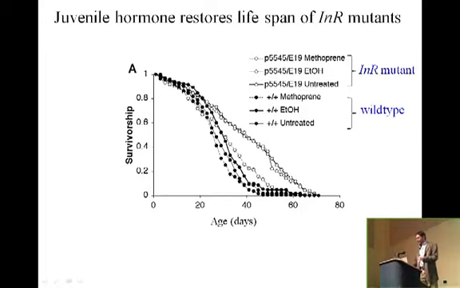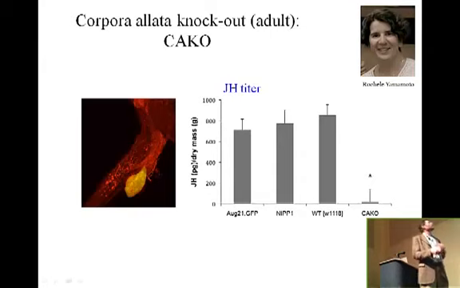So the approach we wanted to take, and it took a long time to get this to work, and this is with Rochelle Yamamoto in my group, was we knocked out the corpora allata just in the adult. So this is the corpora allata in the adult, and we figured out protocols with different types of basically necrotic induction. And we can knock this out.